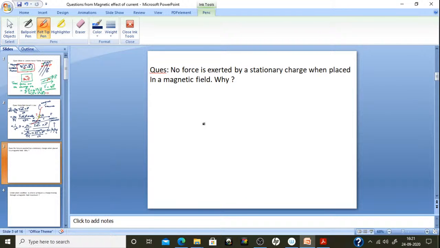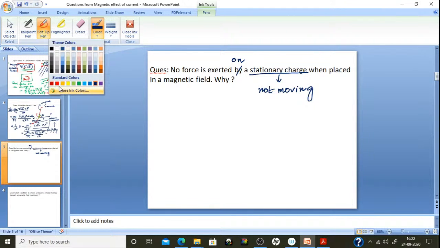Now, no force is exerted on a stationary charge when placed in a magnetic field. Actually, this will be on, not by, a stationary charge. So what is the meaning of stationary charge? Stationary charge means not moving, a charge which is not moving.